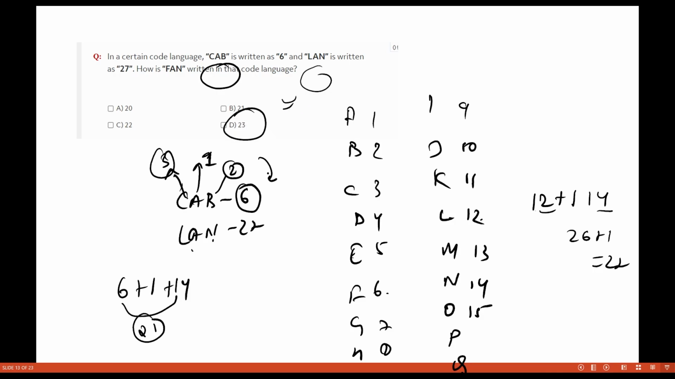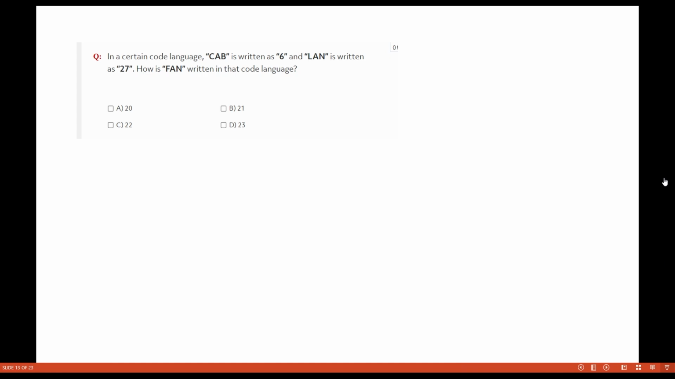See, as and when you practice these questions, you will get to know which alphabet is corresponding to which number. So this is a no brainer. But still these questions are asked in UPSC.